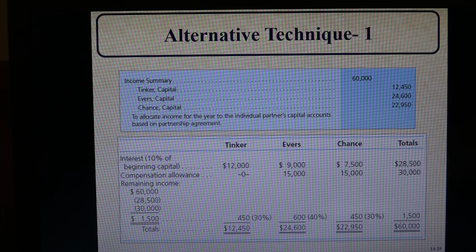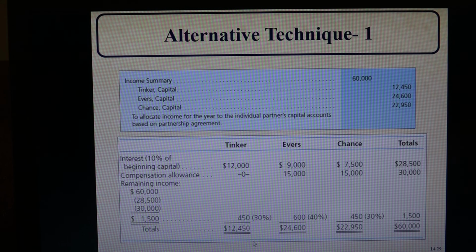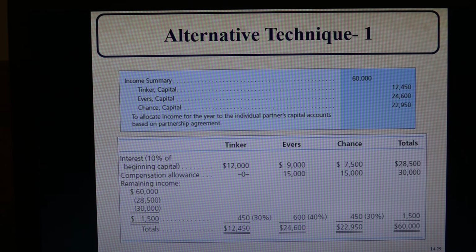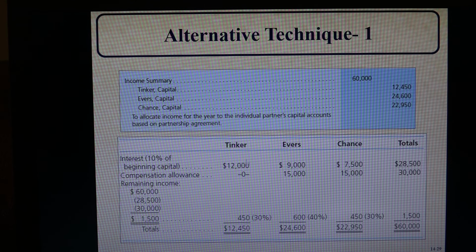Well, actually, that's not true, what I said, because Evers isn't the 40% owner. Tinker is, right? Tinker is a 40% owner in the partnership, but their agreement is that he only gets 30%. Evers, since he's more experienced, gets 40%, even though he's a 30% owner.